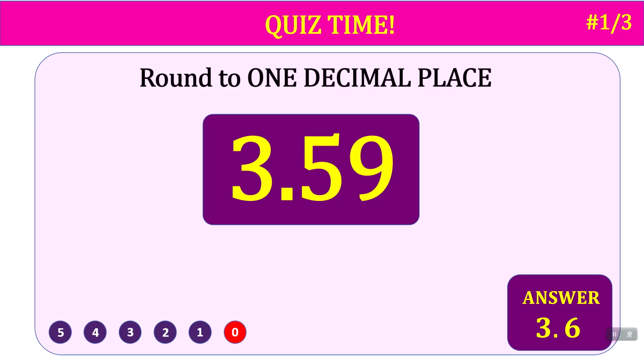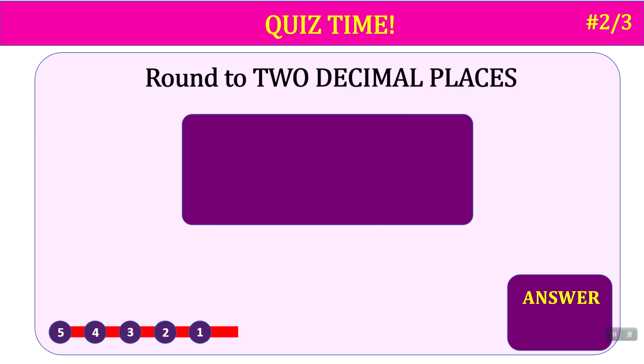To round to one decimal place, we look at the digit right after the decimal point, which is tenths. In this case, it's a 5. And then we have to look to the right, which is a 9. Since 9 is greater than 5, that means that the 5 changes to a 6. It goes up by 1. Here's question number 2. Round this time to two decimal places.